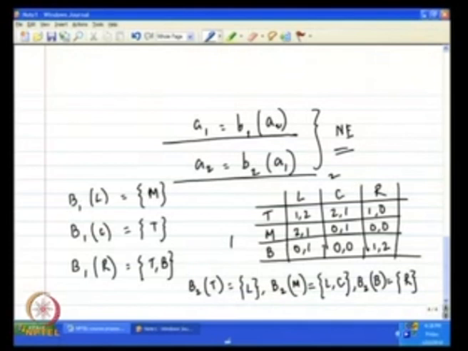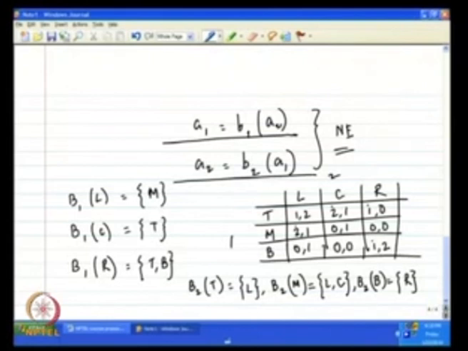But what are the Nash equilibria? Well, to find that out, we shall use a very simple technique. If player 2 is playing L, player 1's best response is M, right? Then we put a dot over 2. Why over 2? Because we are considering the best response of 1. That's why I'm putting a dot over the payoff of 1, which is 2. If player 2's action is C, his best response is T, so a dot here. If his action is R, there are two best responses, here one, here another. So these take care of the best responses of player 1.